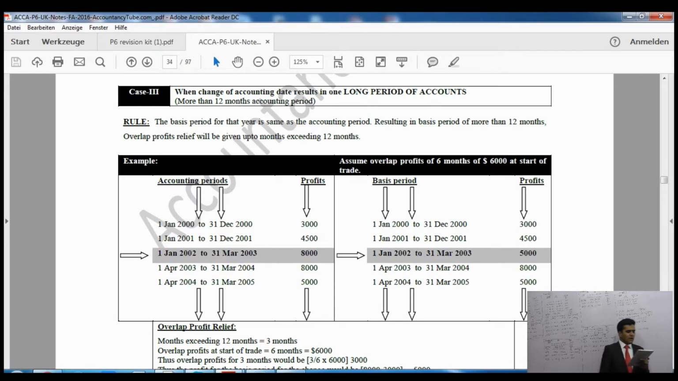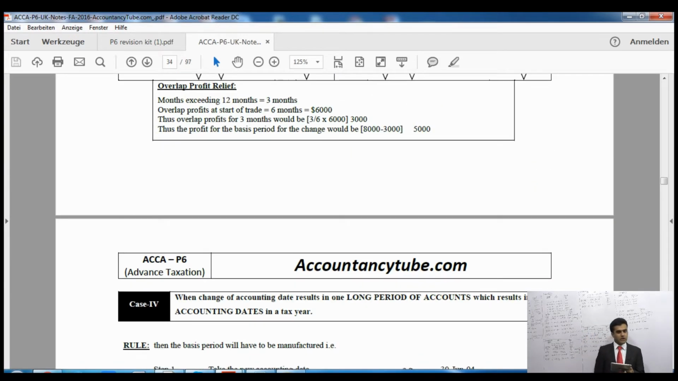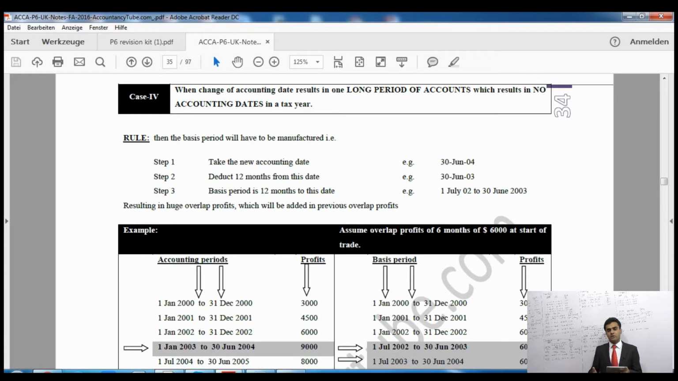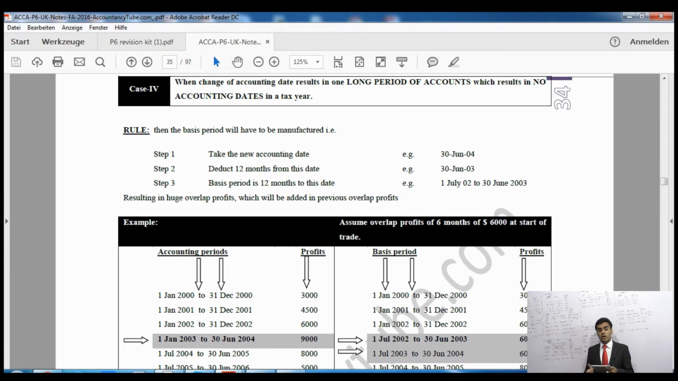All right. And case 4 will be relevant to the scenario where a change is made in the accounting date, which results in a longer period of accounts, more than 12 months. So what would happen here is, when change of accounting date results in one long period of accounts, which results in no accounting date in a tax year. Although he made a change in the accounting period, the change resulted in such a long accounting period that there was no accounting date in a tax year. What does accounting date mean? When there is a year end, it is the accounting date. It was so long that there was no accounting date in a tax year. If that happens, then overlap profits will be given, no relief, but overlap profits will be given, like case number 1. So it will be added to the previous overlap profits.